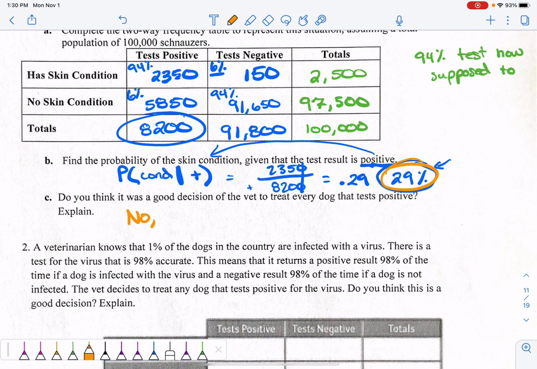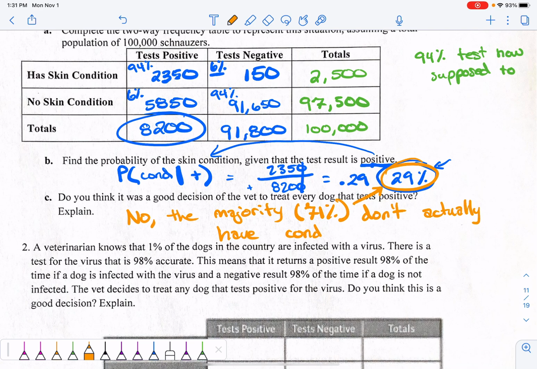Do you think it was a good decision for the vet to treat every positive? No. The majority, and by majority I mean 71%, don't actually have the condition. Okay, that's kind of what it boils down to.